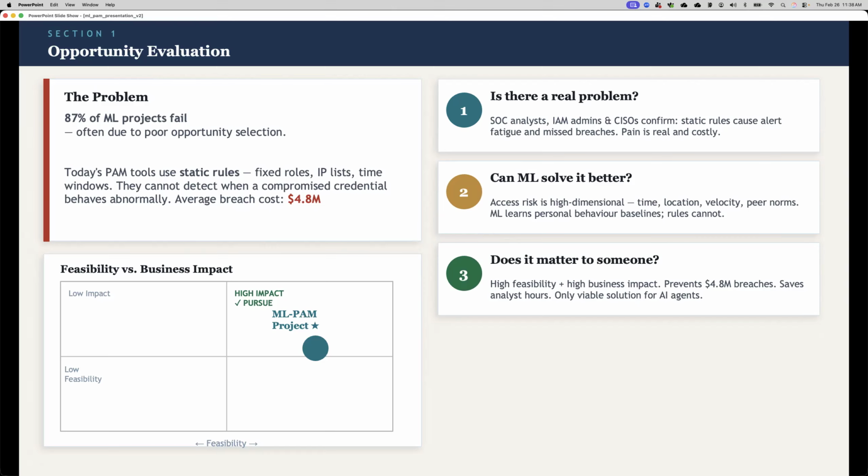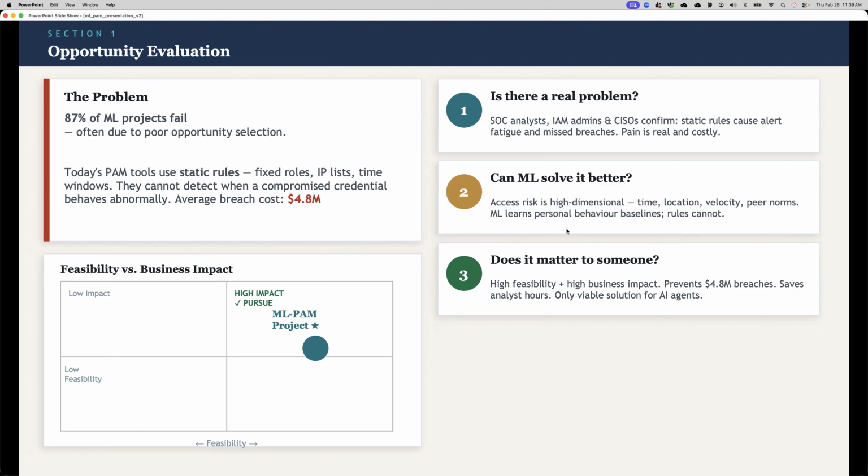Second, can machine learning solve this better? The answer again is yes. Why? Because access risk is inherently high dimensional, or multi-dimensional. Whether a login is risky depends on time of day, location, velocity, peer behavior, device posture, identity, and many other signals taken together. Rules cannot capture these interactions, but ML models can learn behavioral baselines per identity and detect meaningful deviations in real time.